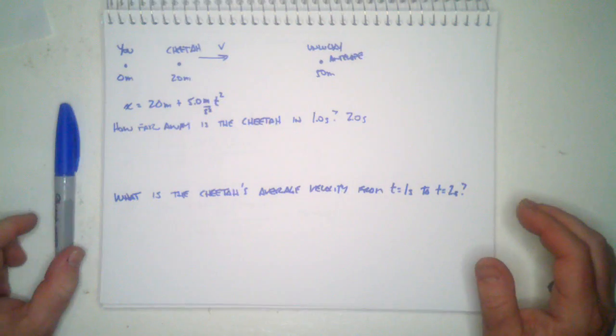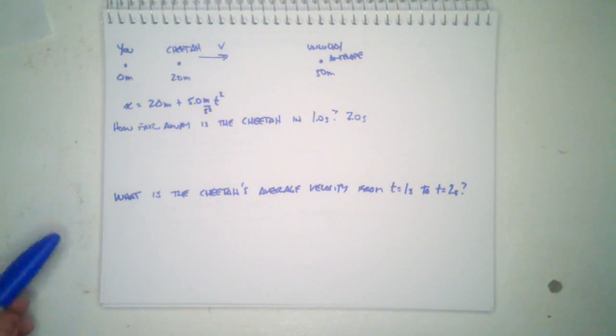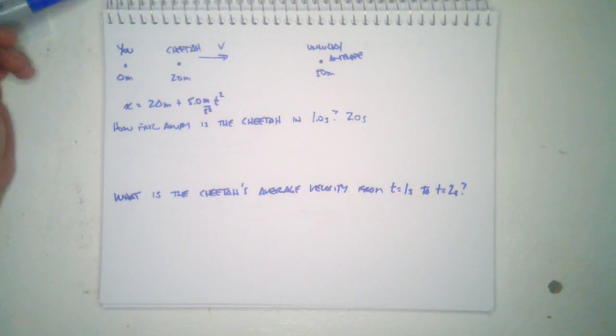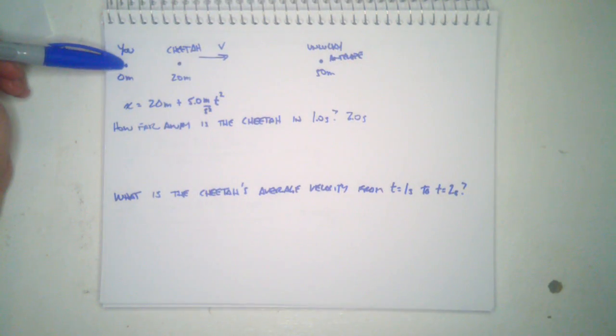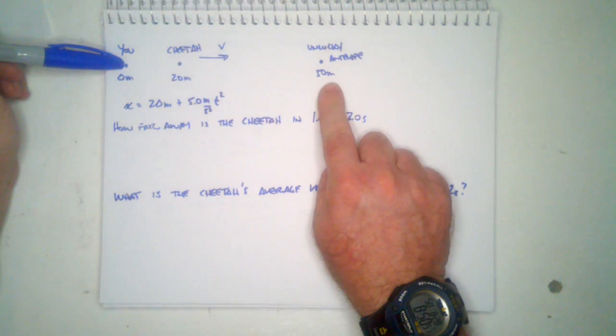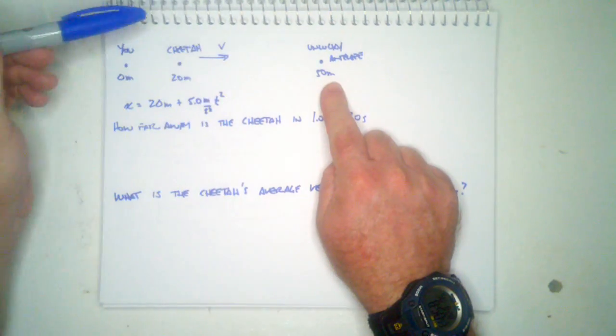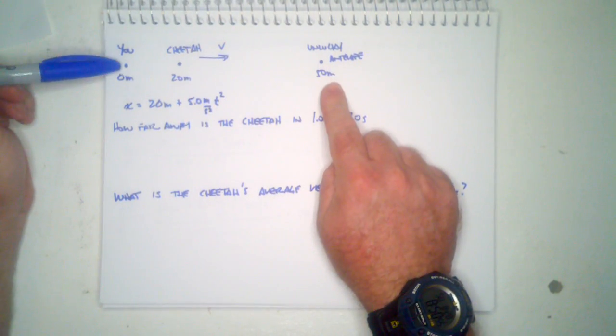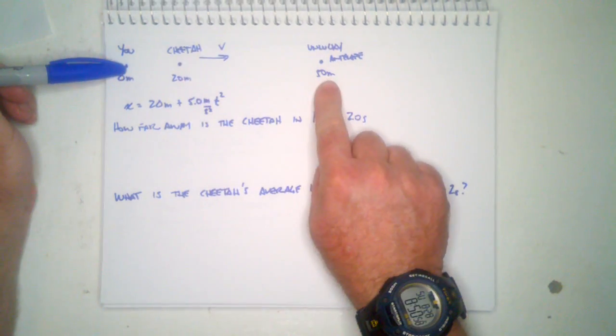Here we've got an example problem. It's about a cheetah. Let's just say you are here at this point. 20 meters away is a cheetah that sees an unlucky antelope 50 meters away from you. So the cheetah's at 20 meters, the antelope's at 50 meters.